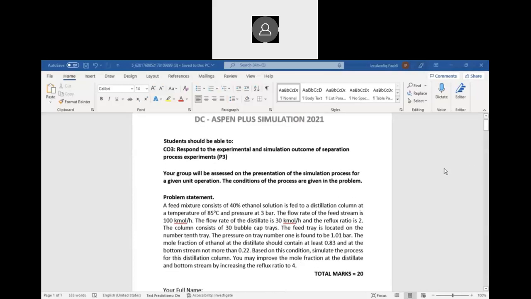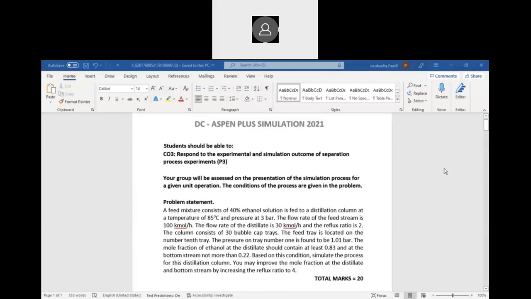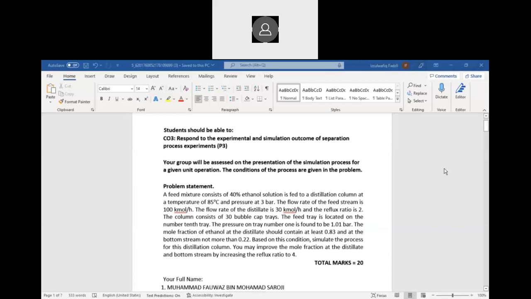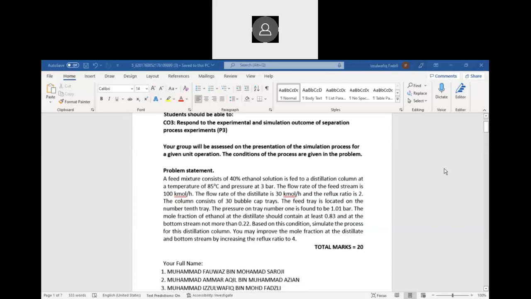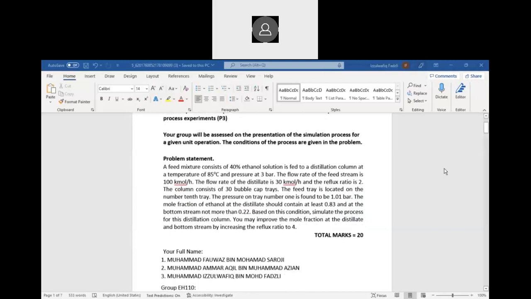So in this Aspen simulation, the requirement is to respond to the experimental and simulation outcome of a separation process experiment. The terms given are that your group will be assessed on the presentation of the simulation process for a given unit operation. The conditions of the process are given in the problem.